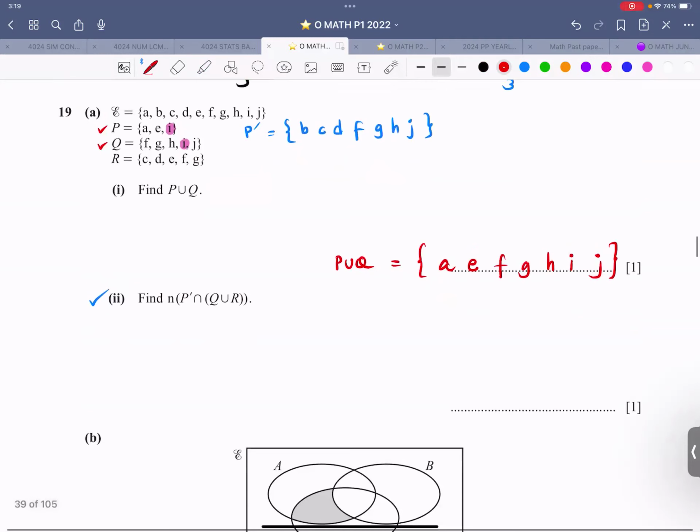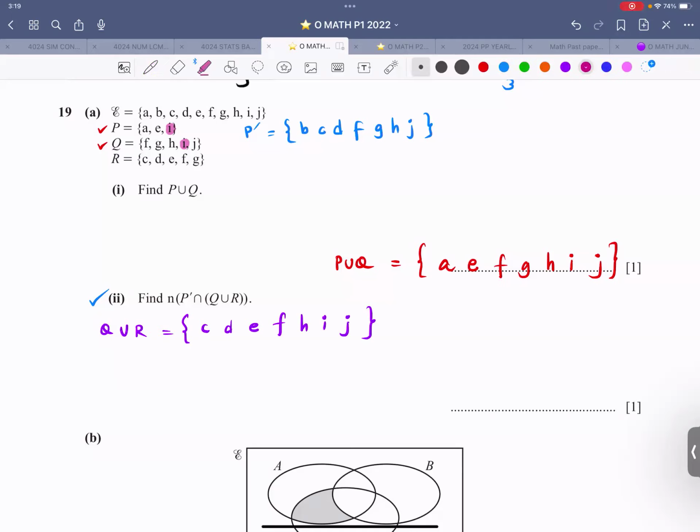The second part, P complement intersecting with Q union R. So let me first write Q union R separately. So Q union R is C, D, E, F. Let me start writing C, D, E, F. What else is there? H, I, J. I hope I've not left out anything. So let me highlight it with orange color.